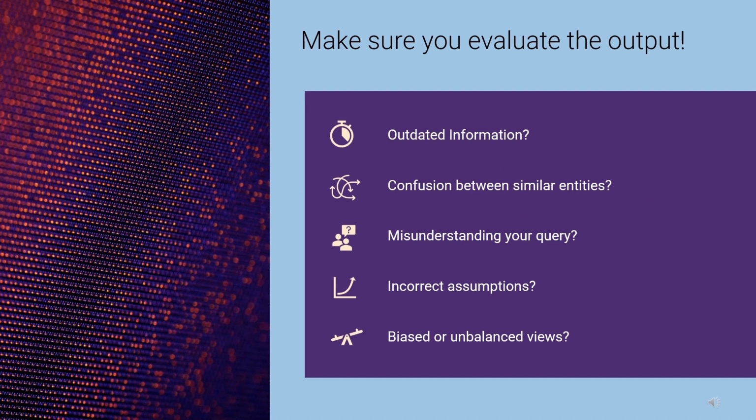Whenever you use an AI tool, it's really important that you evaluate the information that you are seeing. For example, if you produce content, it may be out of date, as the training data may have a cut-off date for the AI tool that you're using. Often, AI tools can become confused between similar entities, for example, different cities with the same name. It can misunderstand your query, so think about the questions that you're using. AI tools can make incorrect assumptions, and we know that they can have bias in the data, so then they generate biased content or provide unbalanced views. Use human intelligence and critically assess any content that you generate.